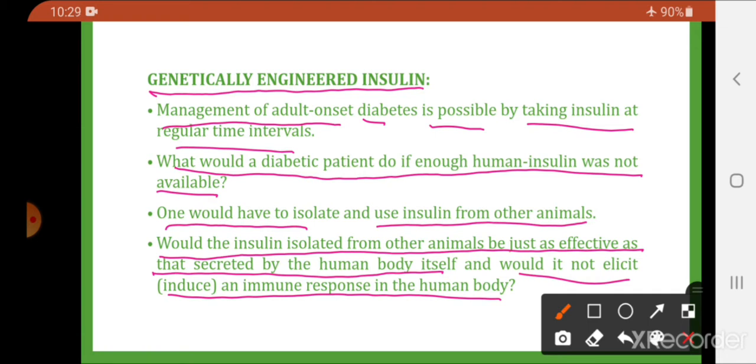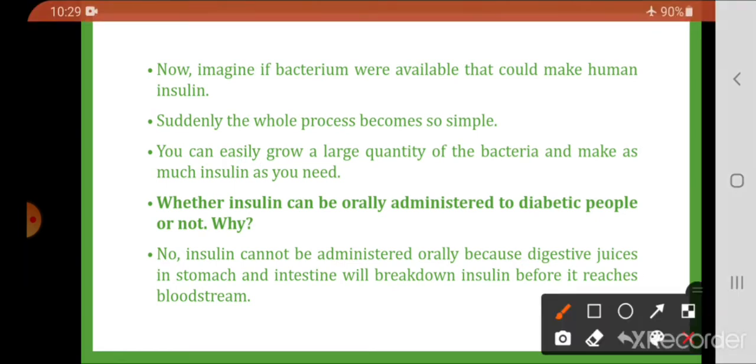So what problem arises? Whether the effectivity of the insulin isolated from the animal would be the same as that secreted by the human body itself. And the next question is, would it induce some immune response in the human body? So students, of course the answer is yes. Effectivity would not be the same as the insulin secreted by human beings. And of course it would induce the immune response in the body. That insulin is not easily acceptable because our body considers that insulin as a foreign particle.